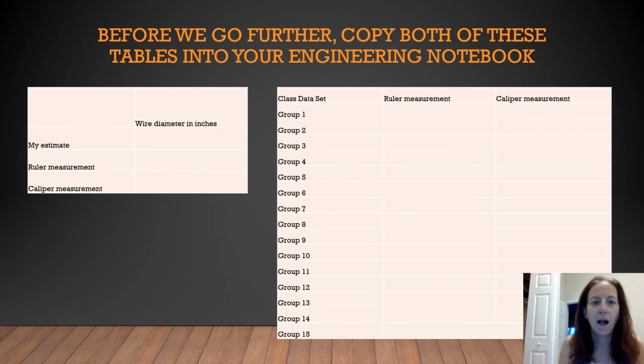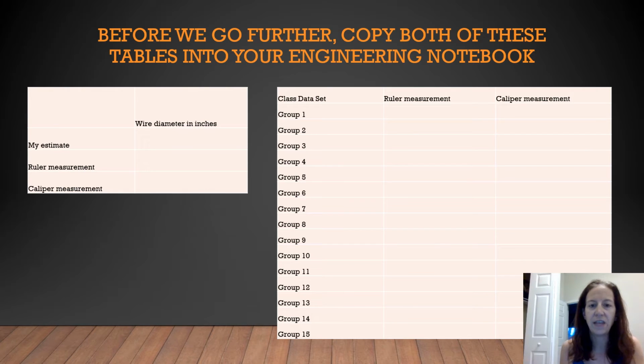So before we go any further, copy both of these tables into your engineering notebook. You need one table that has wire diameter in inches, and it's going to have an estimate, a ruler measurement, and a caliper measurement. That is what you and your partner, your group, get. So you want that in your notebook.